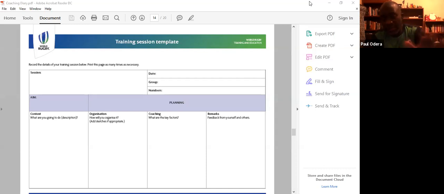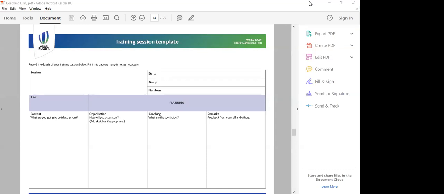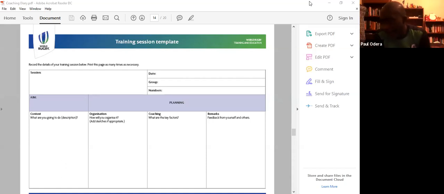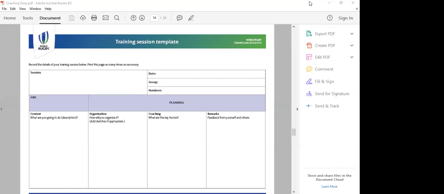Anyway, another point I want to raise, but we'll talk about it in a bit. Let's go to coaching. This asks you, what are the key factors? Now, this is one of the hard ones. This is key for you to show that as a coach, you're actually aware of what is required in terms of coaching. So passing is your favorite and you're doing pass and follow. What are the key factors of passing?